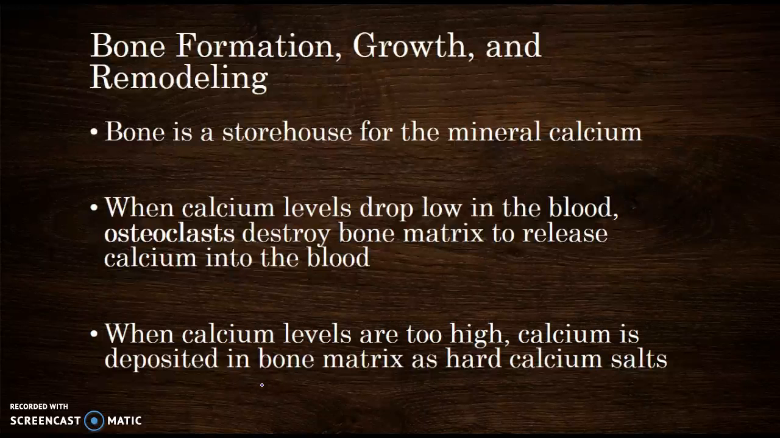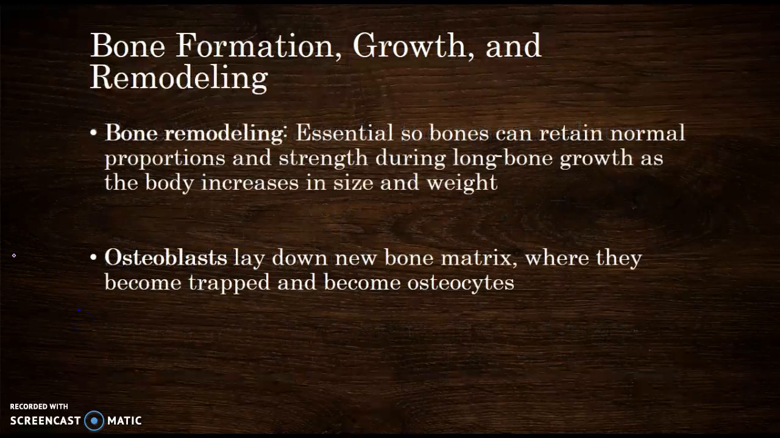So remember that bone is a storehouse for calcium. When calcium levels drop too low in your blood, you have a specific cell called osteoclasts that are going to destroy the bone matrix to release calcium into your blood. And then vice versa, when calcium levels are too high, osteoblasts are going to come and deposit that calcium as bone matrix on your bones. So really, this is how we control blood calcium levels, by these two different cells.